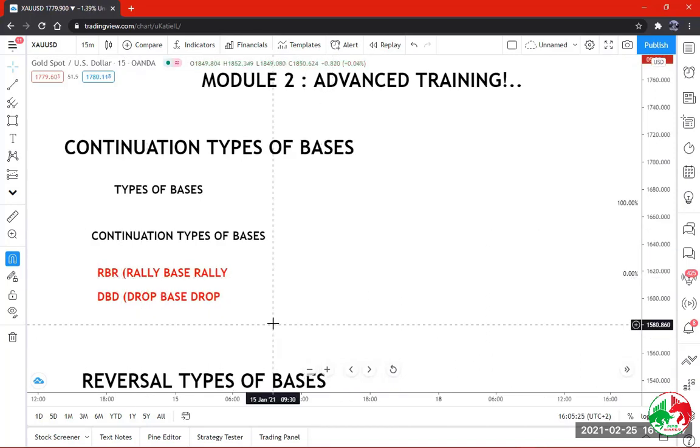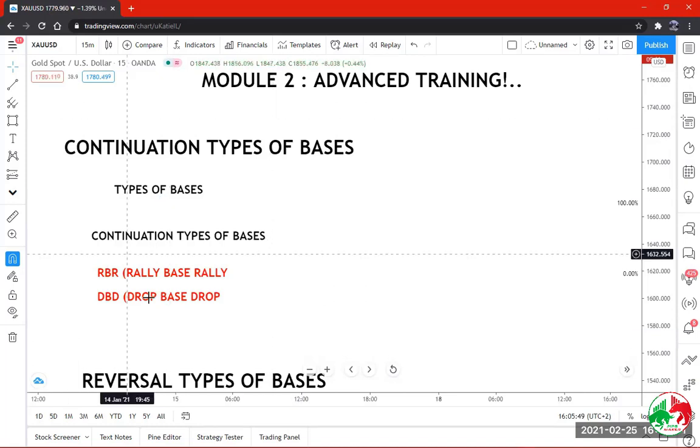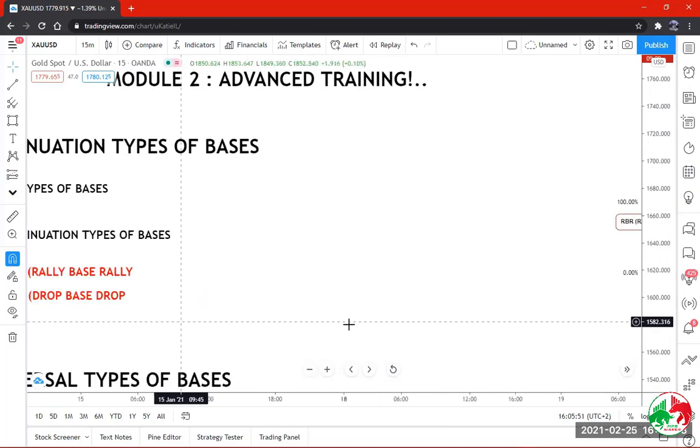The continuation types of bases are the ones we use to continue with the initial trend. So if it's an uptrend, we're going to be looking for the rally base rally. If it's a downtrend, we're going to be looking for drop base drop. So an example of a rally base rally.